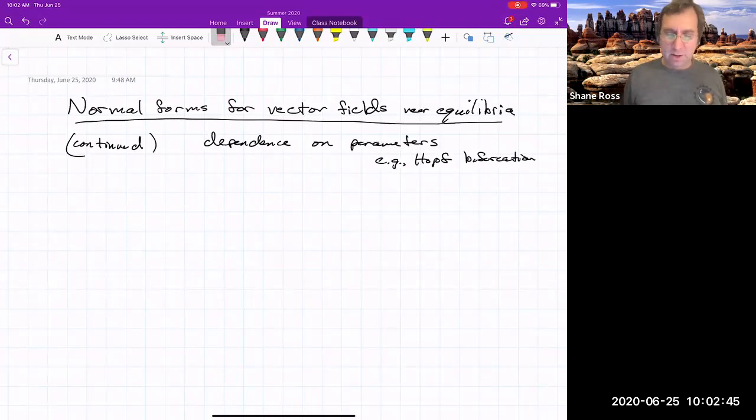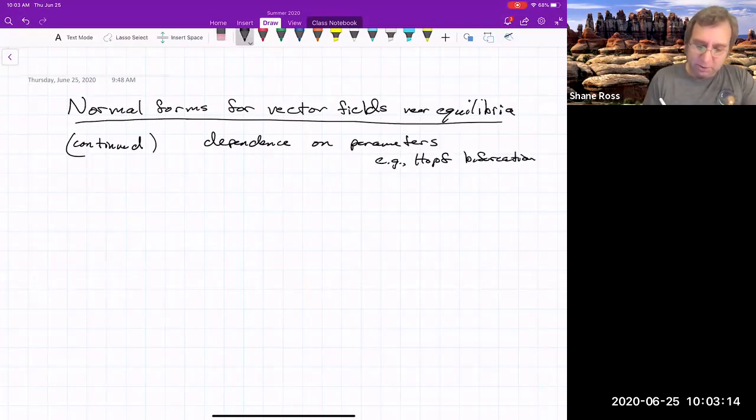But before I do that, I wanted to mention something that I haven't really seen in textbooks, which is a geometric interpretation of what a normal form is. So last time I was saying a normal form is a nonlinear change of variables that simplifies the nonlinear terms. And so what's going on there? I want to give you an example.